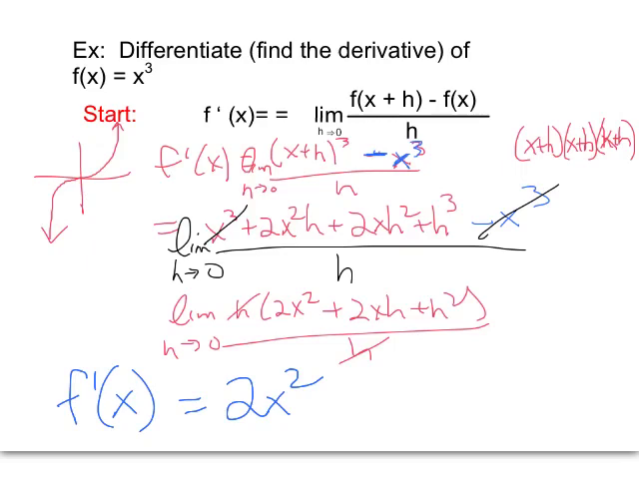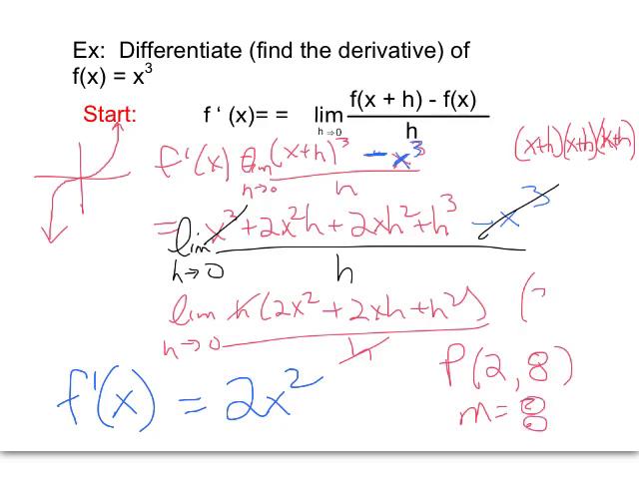So for example, if I wanted to find at 2 comma 8, because after all, 2 to the third power is 8, what is the slope at 2 comma 8? Well, you just come down to this machine. You don't have to do this over and over. You just come down to the machine and you put 2 in there. 2 squared is 4. 4 times 3 is 12. It turns out the slope is equal to 12 there.